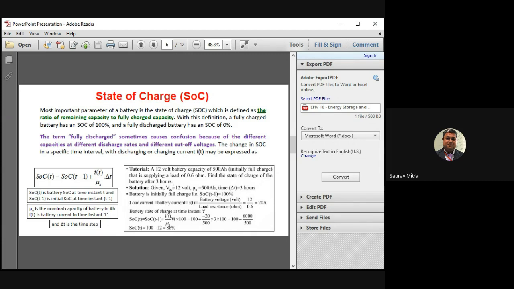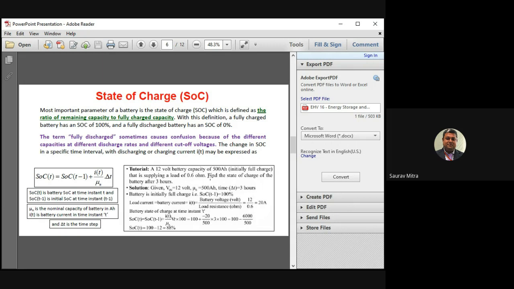Very important tutorial. It is a 5-mark question. A 12-volt battery has 500 ampere hour, so this is the initial charge, 500 ampere hour, that is supplying a load of 0.6 ohm. So this is the load, and this is the battery. I'm sorry, this is not the resistance of the battery, this is the resistance of the motor. So this 500 ampere hour battery is giving current to a 0.6 ohm load. The load is nothing but the motor, and the battery voltage is 12 volt. Find the state of charge after 3 hours.